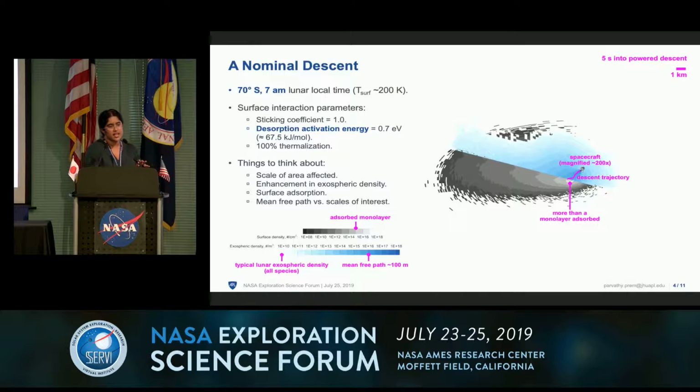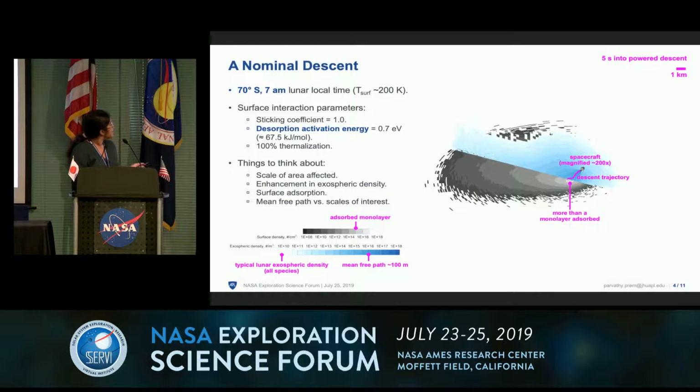Surface interactions: I describe surface interactions in a less sophisticated way than OJ and Bill and others have done, but through 3 parameters. Every molecule that hits the lunar surface is assumed to stick, even if only briefly. How long a molecule sticks for depends on the desorption activation energy. When a molecule leaves the surface, I assume 100% thermalization. So molecules accommodate completely to the local surface temperature.